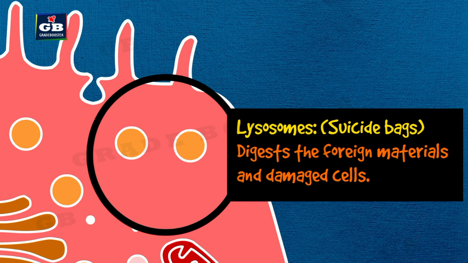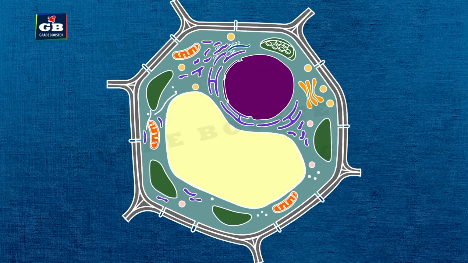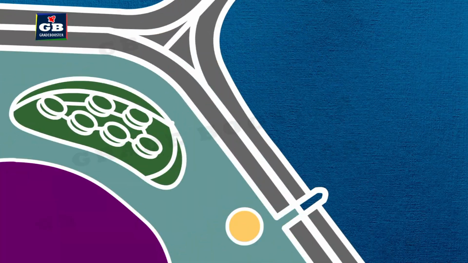Lysosomes. They are called suicide bags because they contain digestive enzymes and they digest foreign materials like bacteria and damaged cells. There are some special cell organelles that are only found in plant cells. They are plastids. They are called pigment stores because plastids contain different pigments. Plastids also help in photosynthesis.